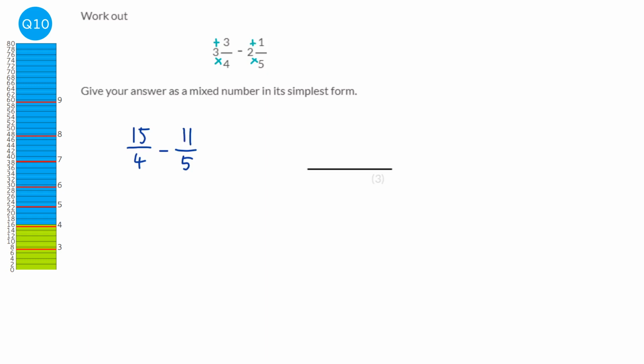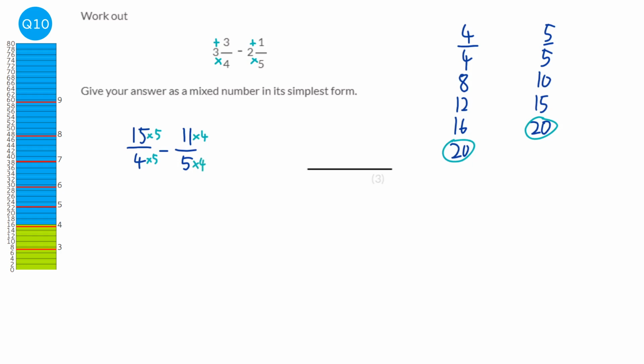Now we need to get the denominators the same. So the first number in the 4 and the 5 times table, so we just write out the times tables and we can see that 20 is the first number in both of them. So we're going to times top and bottom of the first fraction by 5 and top and bottom of the second fraction by 4.